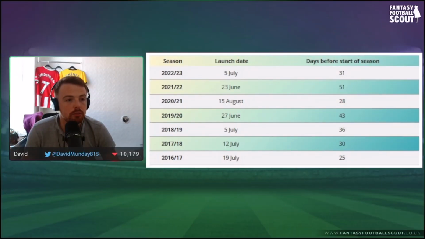And the next big date that you need for your diary is the day the FPL launches. But unfortunately, we don't know when that's going to be just yet. All we can do is have a look at when the game launched in previous seasons and have a bit of a guess. So in the 2016-17 season, it opened on the 19th of July, which was 25 days before the start of the season.